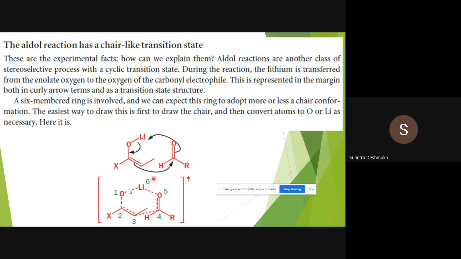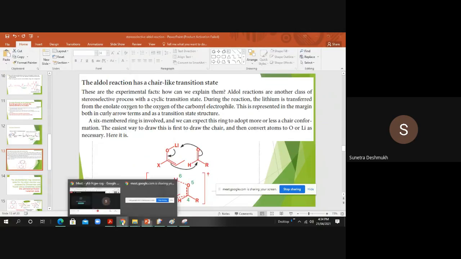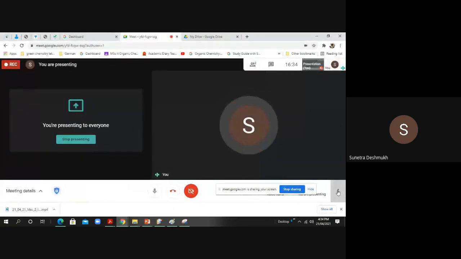A 6-membered ring is involved, and we can expect this ring to adopt more or less a chair conformation. So we know that wherever a 6-membered ring is there, it is present in the more stable chair conformation. So this 6-membered cyclic transition state we can now show in chair conformation, and in the chair conformation, where all the substituents take place and what orientation they possess is according to their size and everything. So we have to draw the chair conformation of this 6-member cyclic transition state, and on the basis of this chair conformation we can explain the stereochemistry, or what product we are going to form at the end.